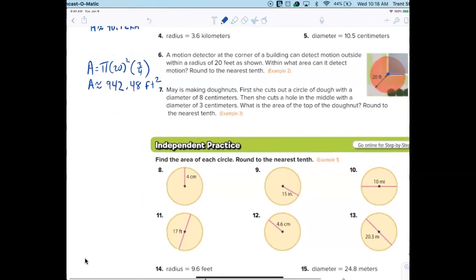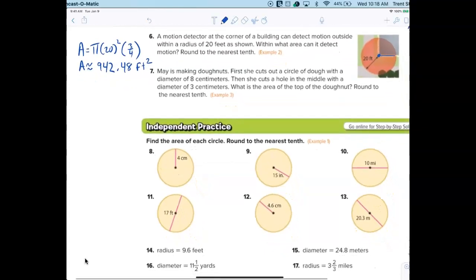Unless anybody has a question with number 6. Anybody else have a question with number 6? All right, Bella, help me out with number 7.